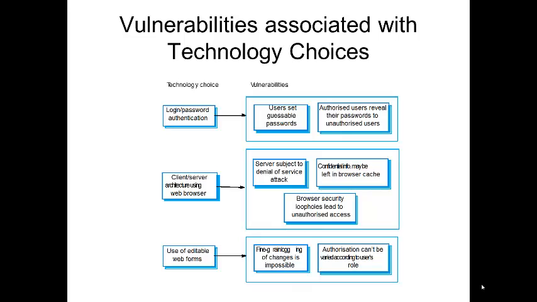Even if you do set a good password, or a user does set a good password, sometimes they'll reveal it to unauthorized users. Client-server architecture can also have problems such as denial of service attacks, and there may be confidential information left in the browser cache, and there can be security loopholes in browsers themselves that lead to unauthorized access, or in the platforms that you're using to build your web-based architecture. And the same thing with web editable forms. Basically, you can have certain injections that take place that cause the system to crash.